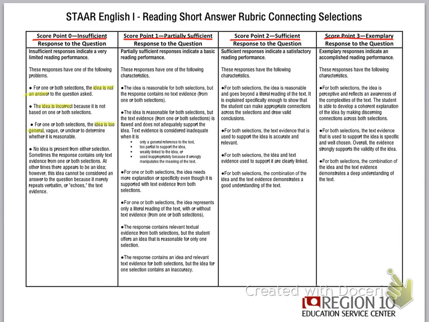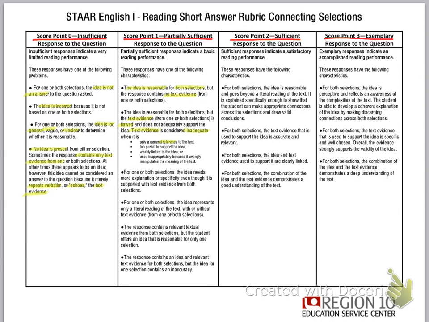So in the 0 category, for you to get a 0, that means your idea is not an answer, the idea is incorrect, or the idea is too general, vague, or unclear. So basically with the 0, it means you didn't make an inference. The key to scoring a decent grade on the SAQ is to make an inference, which is drawing a conclusion based on evidence from the text.